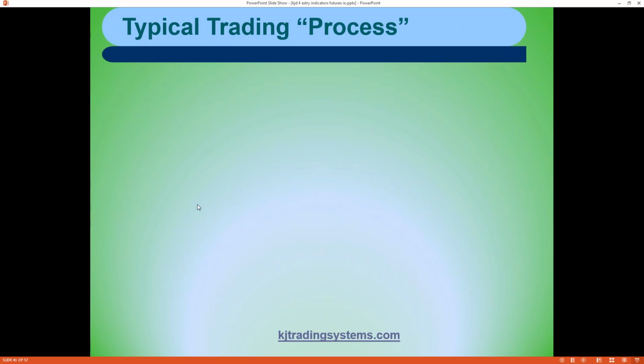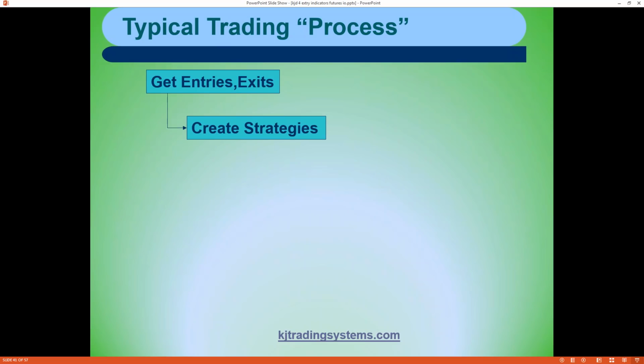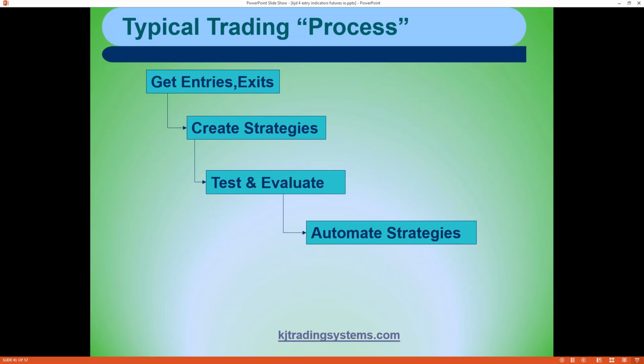All right, so if you take those entries, or if you create indicators, however you do it, this is a typical trading process. You get your entries and your exits, you put them together, and you create a strategy. Then you've got to test it. And then if you're doing an algo, you can automate it. And then you automate a whole bunch of strategies, and you create a little trading business. Maybe it's a part-time or full-time business, but I think that's where most people want to go. They don't want to just create one strategy. They want to make this more than just a little hobby.